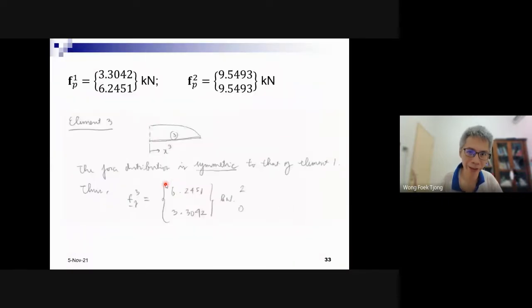How to check that our computational result is correct? One way to check: the total equivalent nodal force should be equal. This is the key. The total equivalent nodal force. So if you add all F1, F2, and this F3, the total should be equal to the total force when we integrate them.